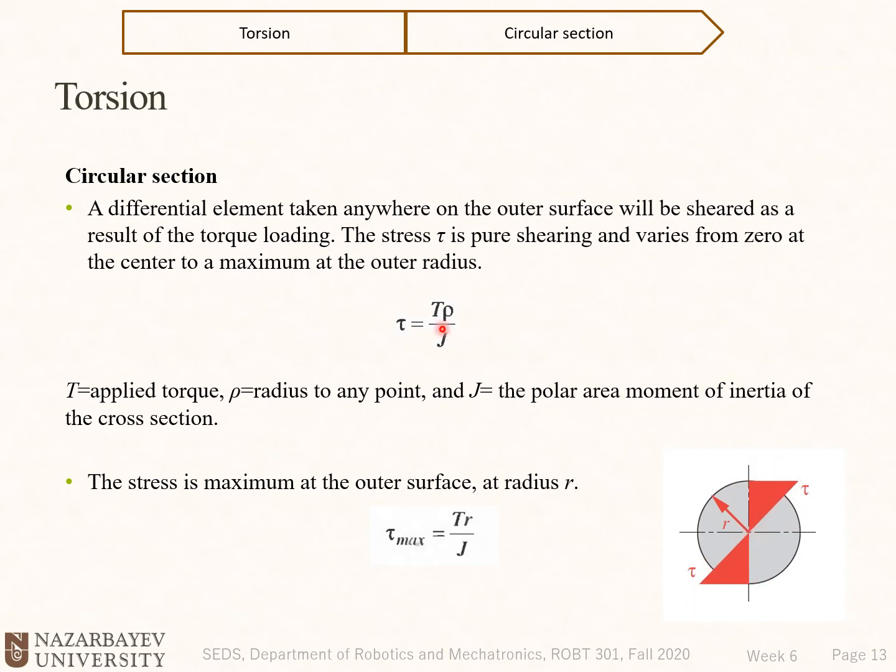Okay, and see that tau could be basically either positive or negative. Okay, it's positive here and negative here. What is the direction of, for example, our torque? This is, for example, the direction of our torque, yes, and here is the direction of our shear stresses.